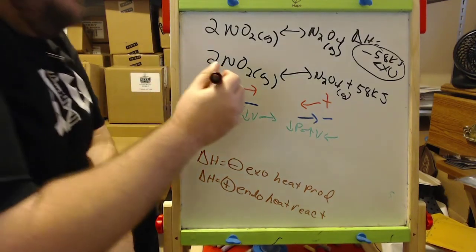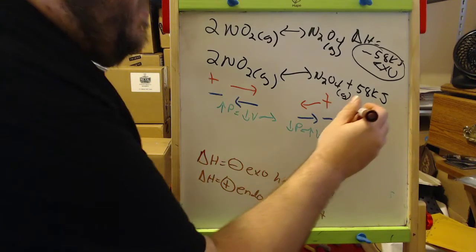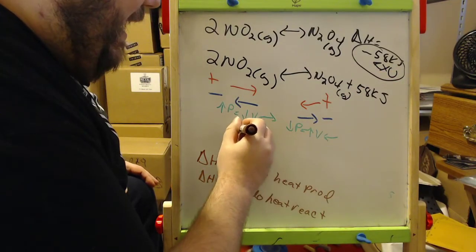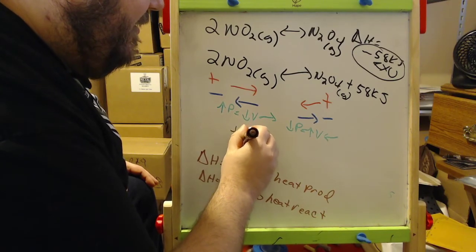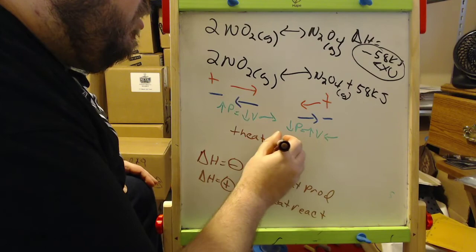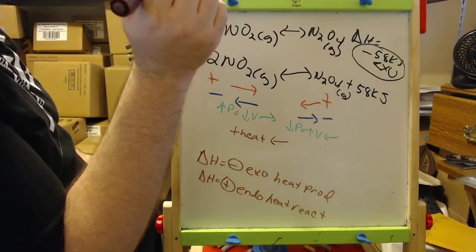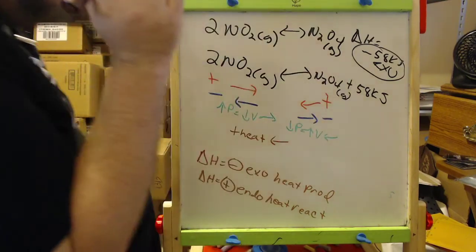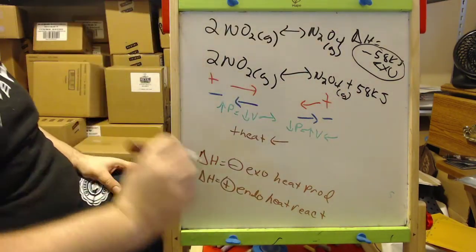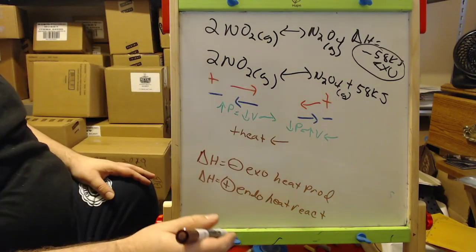Then you could treat it just like concentration. If I were, for this reaction, to add heat, I would shift this way. I'm adding heat. I'm adding a product. Therefore, I'll shift away from my products. The reaction will move away from my products to my reactants.